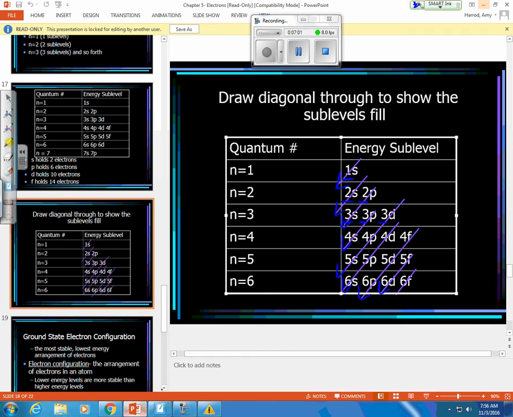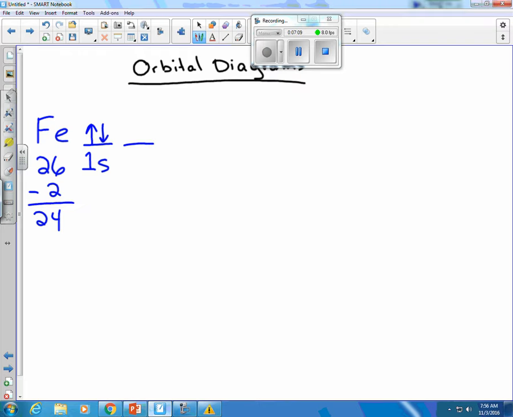I go back to my diagram, and after the 1s, I have to go to the 2s. So I'm on the second floor S room, and just like every S room, it only has one bed. Second floor S room has one bed. 2 electrons can sleep in there. They have to sleep head to toe. It's all full. I used 2 of them. Now I'm down to 22.